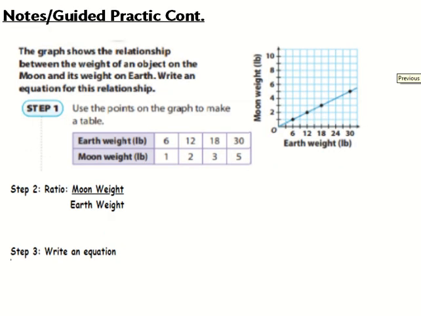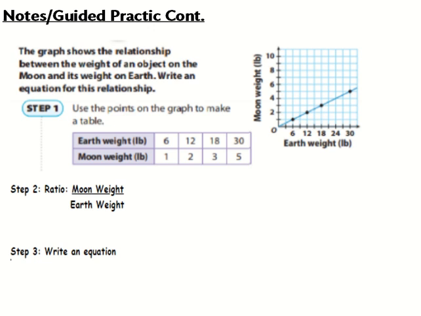We can also use a graph to find out the information. We don't have to make a table. We can always use a graph too. This graph shows the relationship between the weight of an object on the moon and its weight on Earth. Write an equation for the relationship. They gave us a graph and then they gave us some points. You can see they matched them up. It says use the points in the graph to make the table.